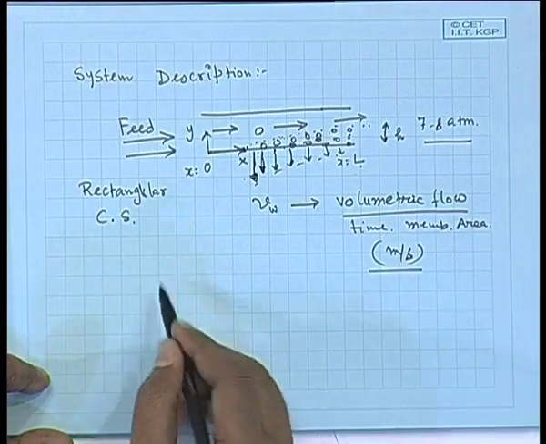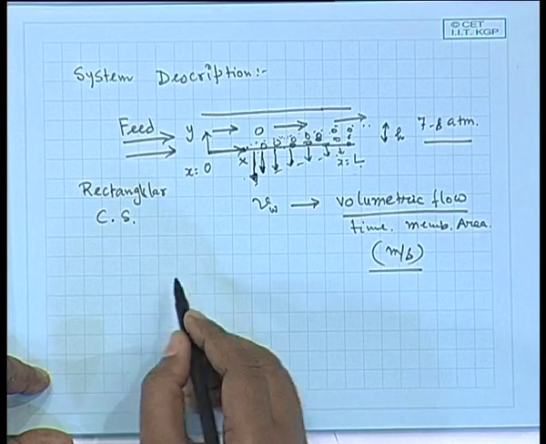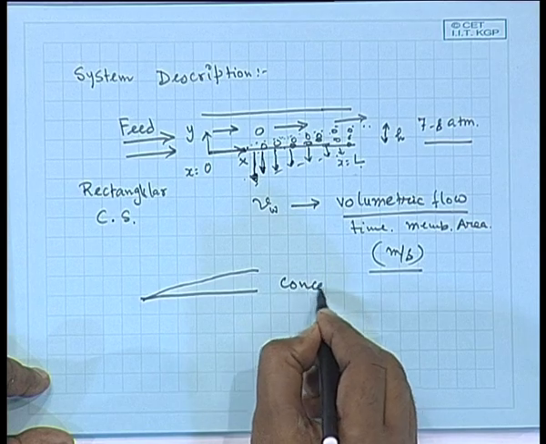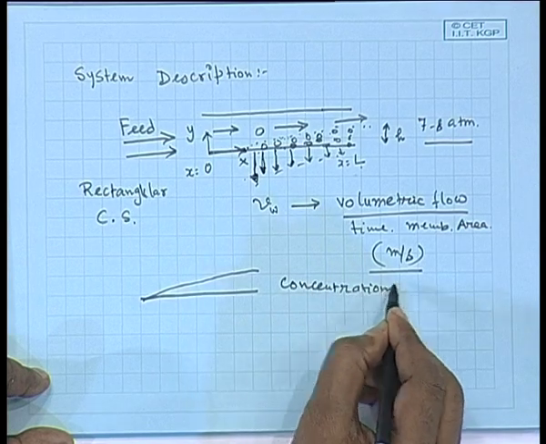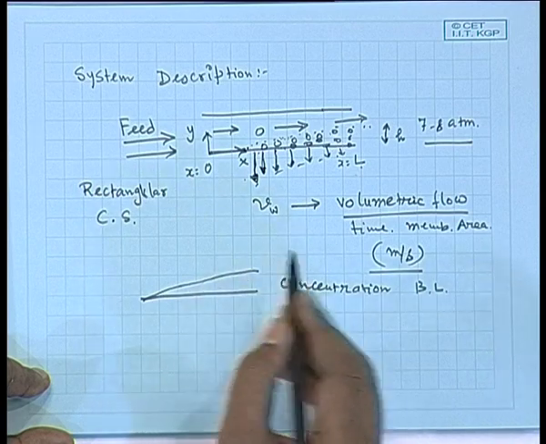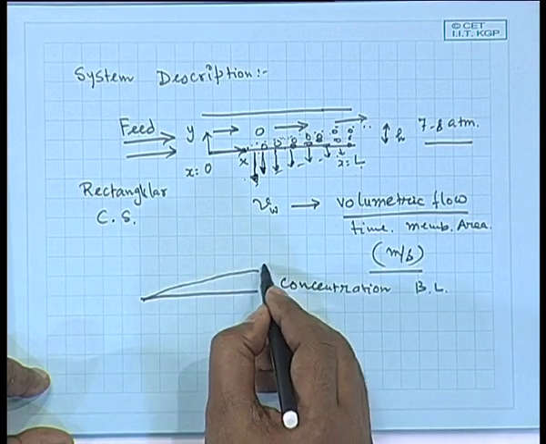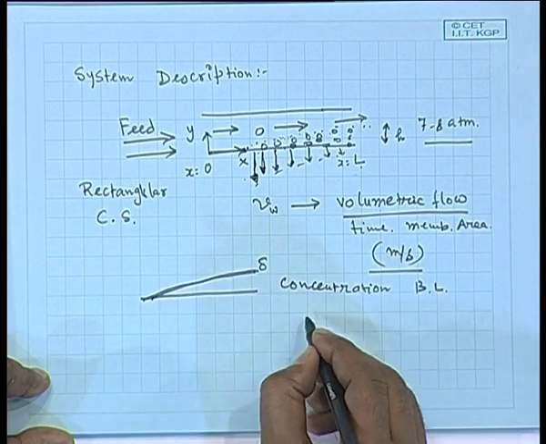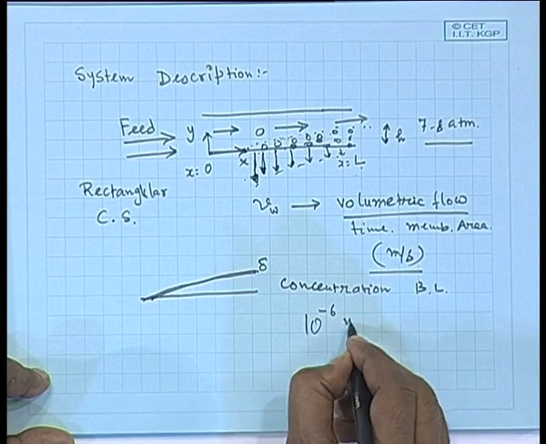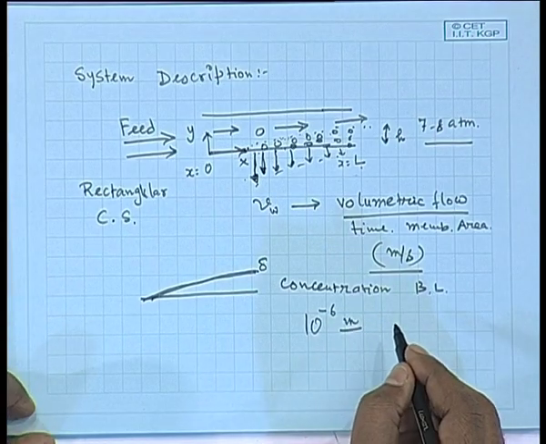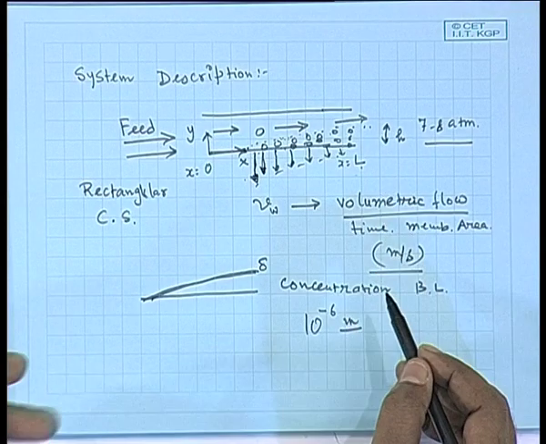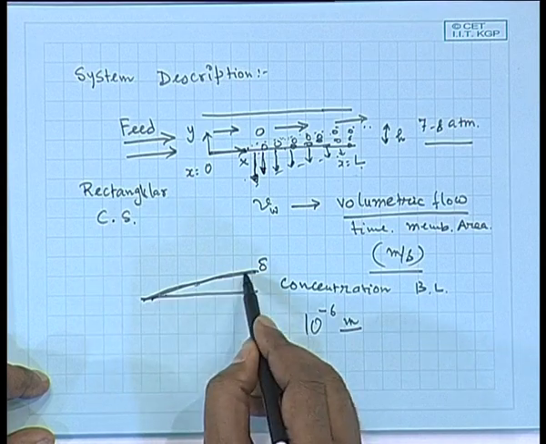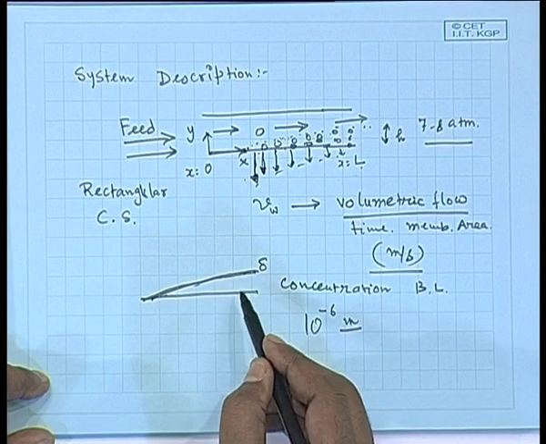Now, our aim is to find out, within this thin concentration boundary layer, let us say at any point this height is delta. The order of magnitude of this delta is typically in the order of 10 to the power minus 6 meter, or in the order of micron. Whereas your half height has some measurable distance. So compared to half height, this thickness 0 to delta will be extremely small.